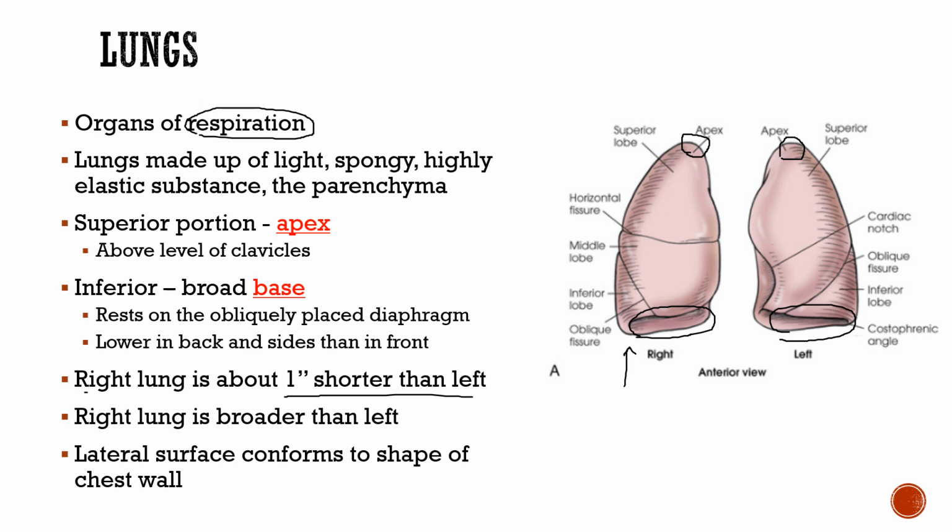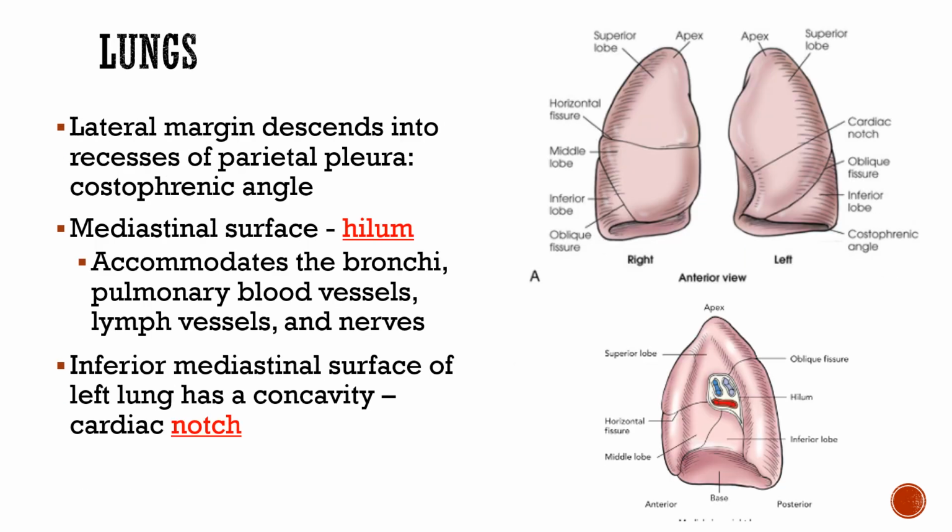The lateral surface of the lungs conforms to the shape of the chest wall. The lungs are going to have lateral margins that descend into the recesses of the parietal pleura, the costophrenic angles, which are at the most inferior outer portion of your lungs. There are 2 costophrenic angles, 1 in each lung.